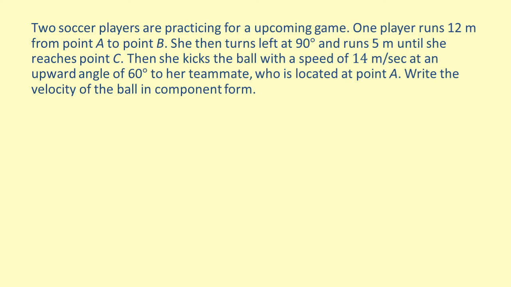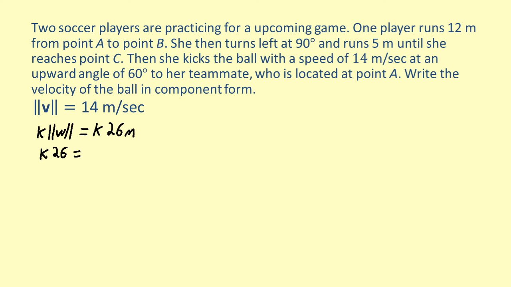Now we'll find a value for k. Recall that we said the magnitude of v is 14 meters per second, and we want a constant k so that k times the magnitude of w is equal to 14. So we'll set up our equation and solve for k. We know that k times the magnitude of w equals k times 26 meters. We want this value to be equal to 14, so we write k times 26 equals 14. Dividing both sides by 26 and simplifying, we get k equals 7 over 13.